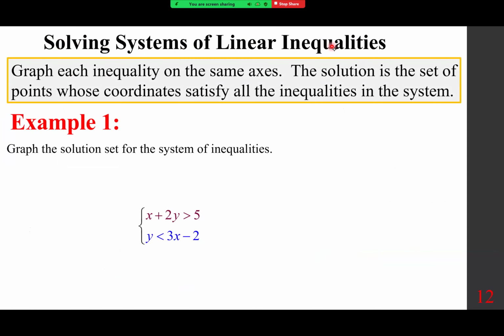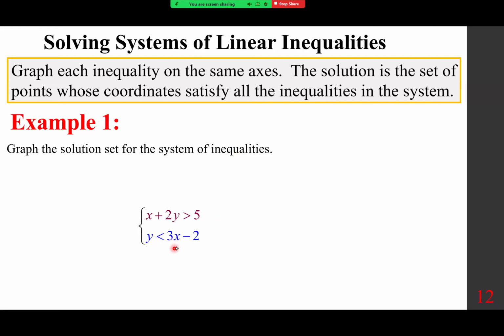Solving systems of linear inequalities, graph each inequality on the same axis. The solution is the set of points whose coordinates satisfy all inequalities in the system. As an example, let's graph the solution set for the system of inequalities here. So we have x plus 2y is larger than 5, y less than 3x minus 2.